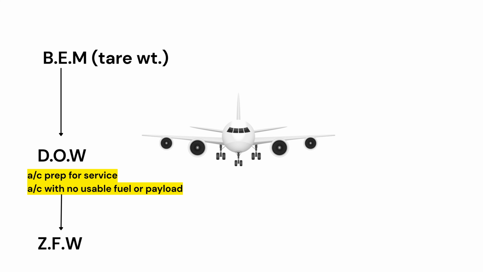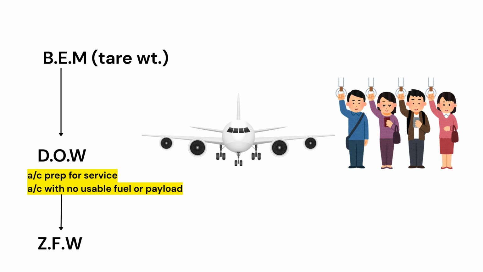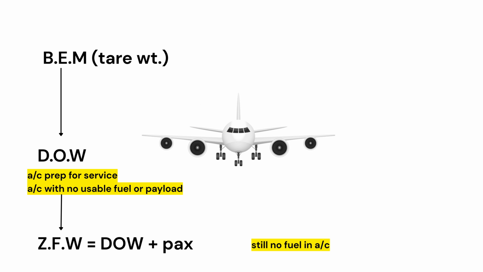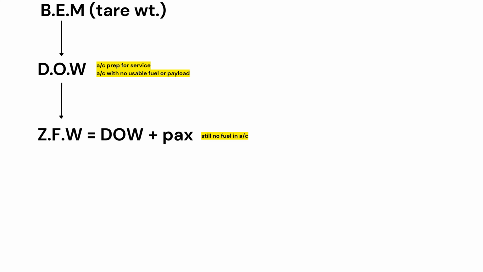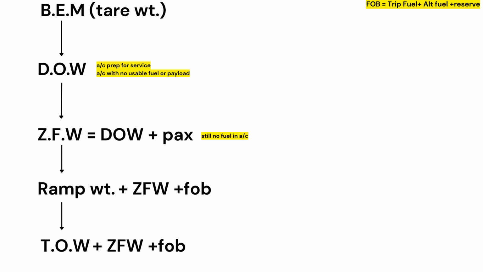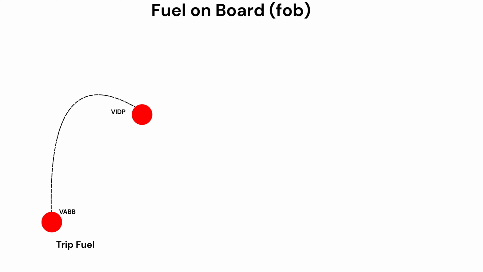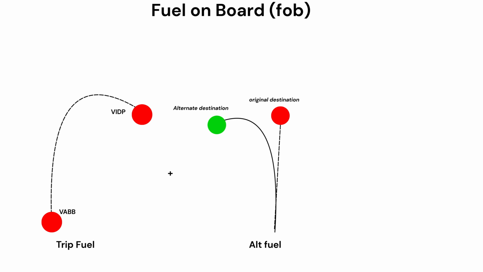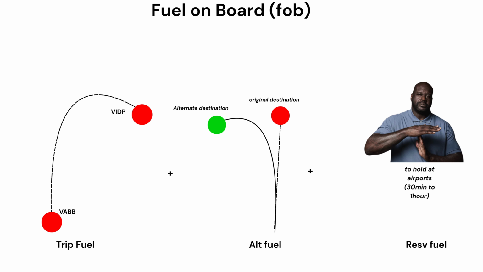Now your passengers have boarded with all their bags. Everything and everyone is on the aircraft except for usable fuel. Got those three? Great. Now let's move on to the remaining weights. After zero fuel weight, we have two more important weights to understand: ramp weight and takeoff weight. Both of these weights include fuel on board. And fuel on board consists of trip fuel, alternate destination fuel, and reserve fuel.